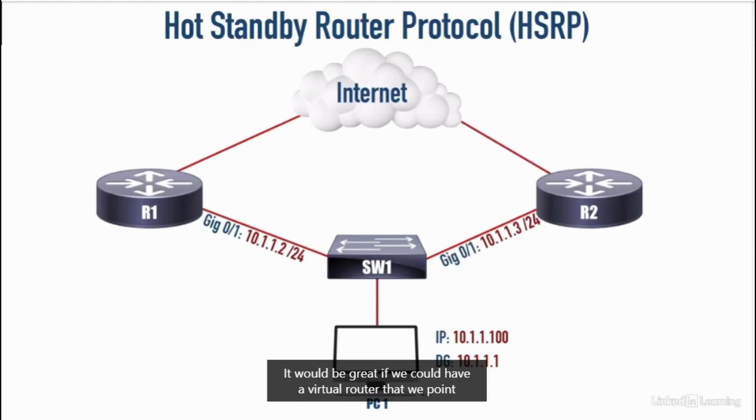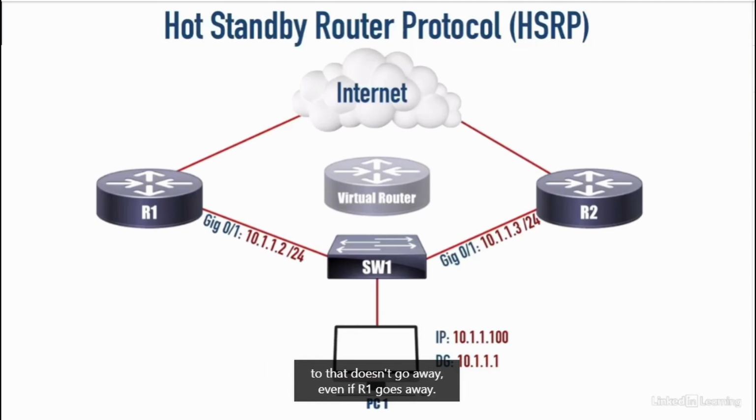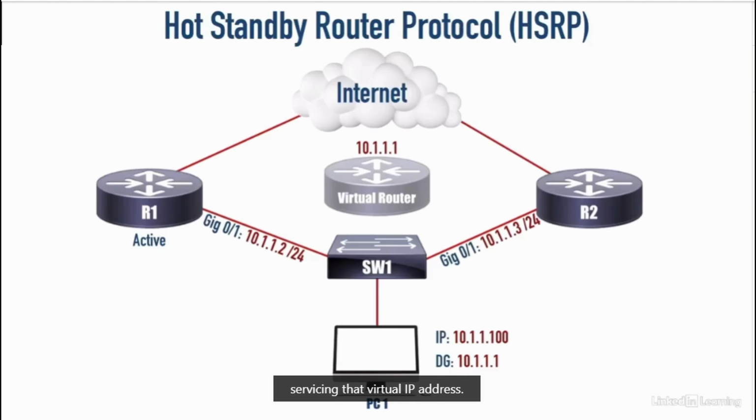It would be great if we could have a virtual router that we point to that doesn't go away even if R1 goes away. And we're going to have this virtual router in this example with an IP address of 10.1.1.1, and that's what we point to as our default gateway on PC1. Notice that's not the IP address of either R1 or R2, but we could say that R1 is going to be the active HSRP router servicing that virtual IP address, and normally we're going to be able to go via R1.